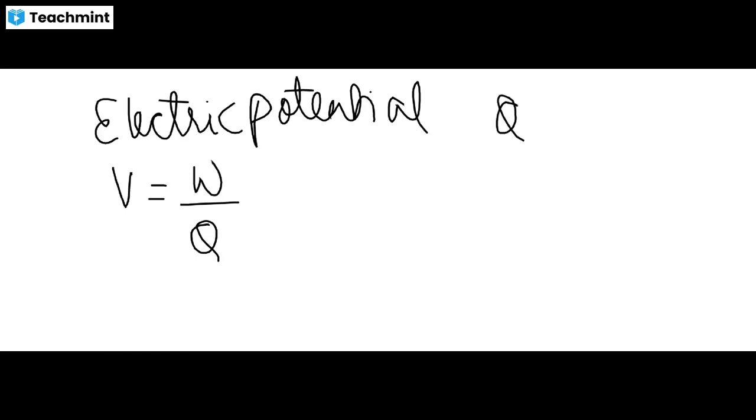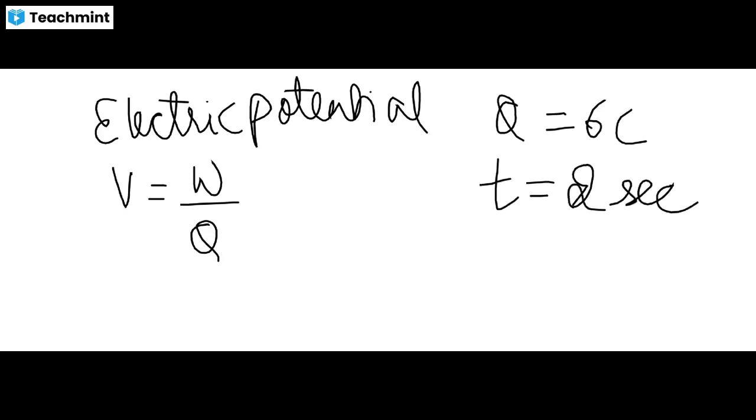Charge is given 6 coulomb, time is given 2 seconds, and potential difference is given 25 volt. You should calculate the amount of work done. Okay, how do you do this?